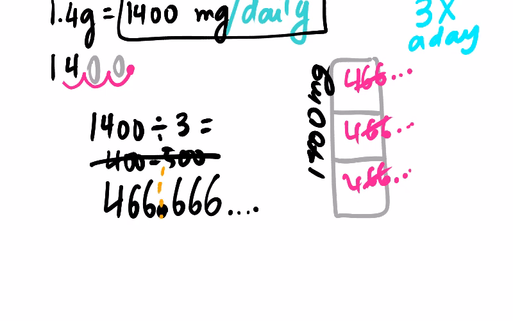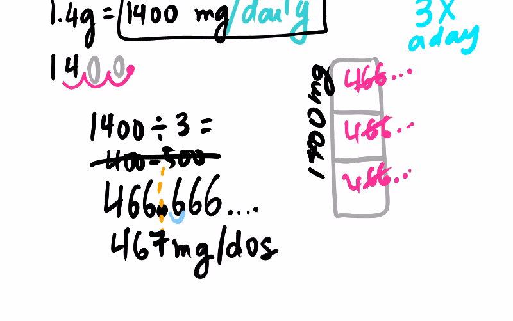Whole number ends at the decimal point. So the blue 6 is the one that matters for the rounding. If it's greater than 5, it changes that 466 to 467, which is the case. 467 milligrams per dose. This is what we're going to give the patient 3 times a day.